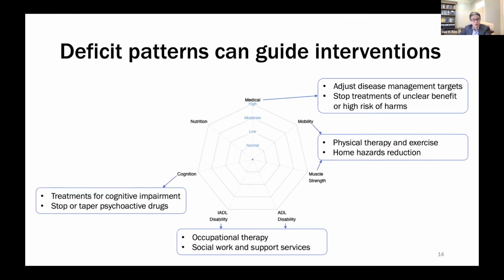Treatment for cognitive impairment and discontinuation of psychoactive drugs can be considered for those with cognitive abnormalities. A dietitian referral and nutritional supplement can be done to optimize nutritional status for those at risk of malnutrition.